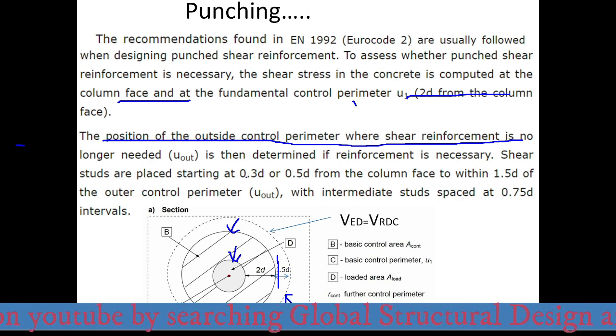Shear studs are placed starting at 0.3d to 0.5d from the column face, to within 1.5d of the outer control perimeter. We need to provide the first shear reinforcement at a distance of 0.3 to 0.5d from the face of the column. So the first is provided here, and the second here, and here, just like this, up to the point that is 1.5d from the outer perimeter. The last reinforcement bar should be located here, 1.5d from the outer perimeter.